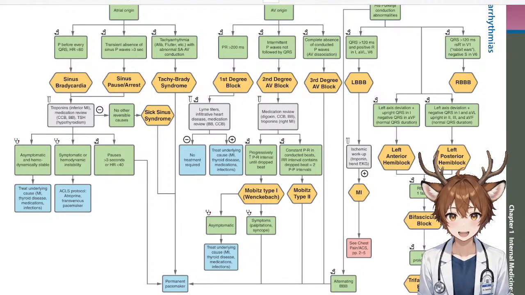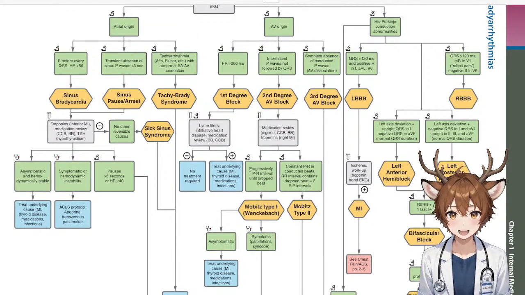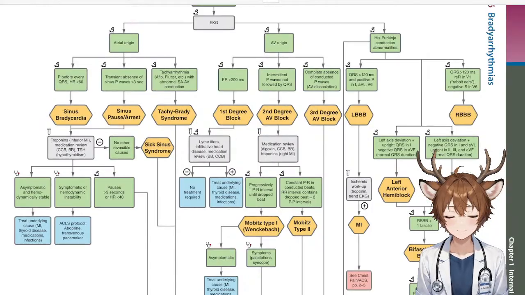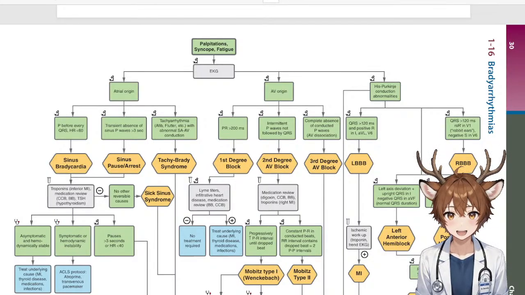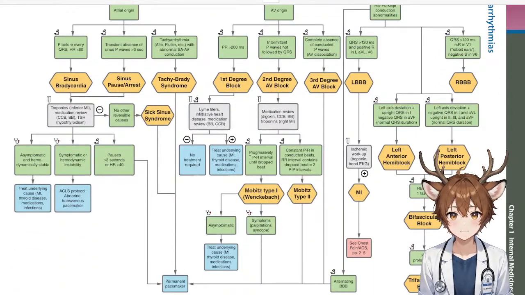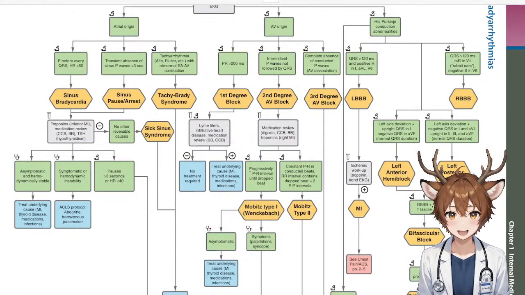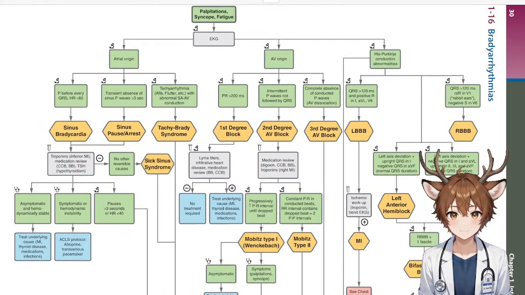What if we had a third degree AV block, as we were talking about before? In which case you also do a permanent pacemaker. Okay, let's go back to EKG. Let's say the EKG showed a His-Purkinje conduction abnormality. If you have an alternating bundle branch block, you just do a permanent pacemaker.